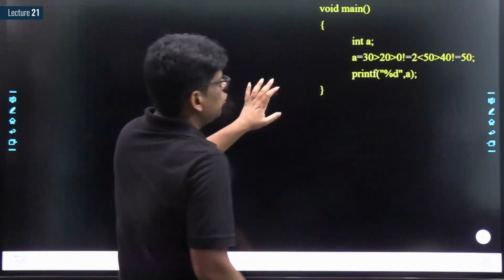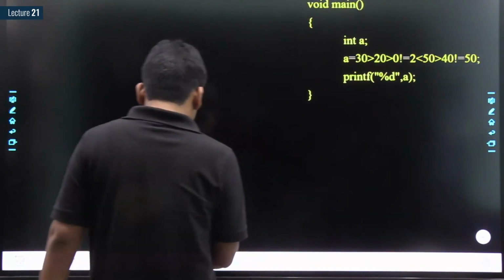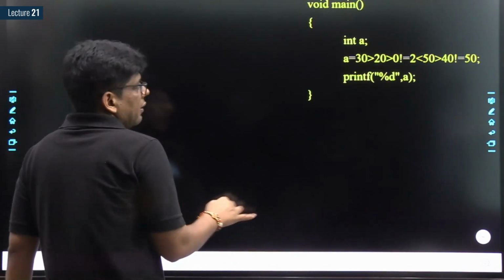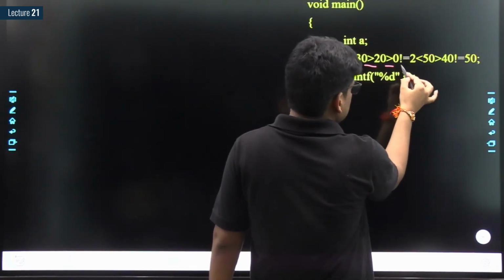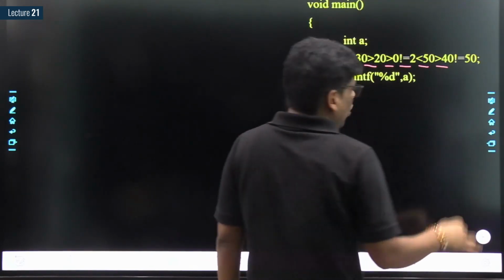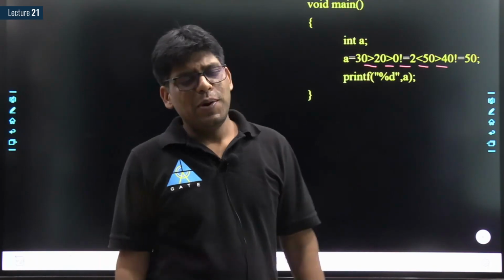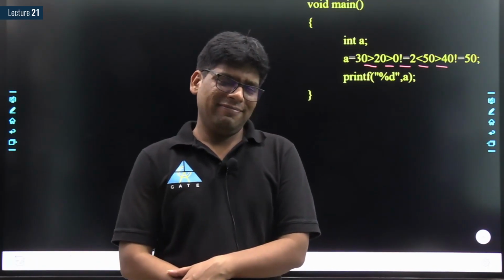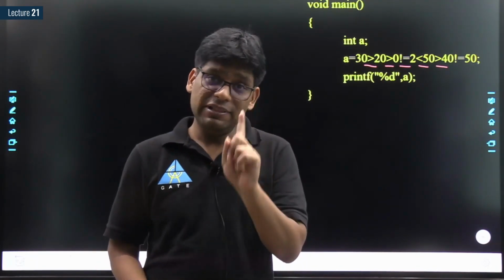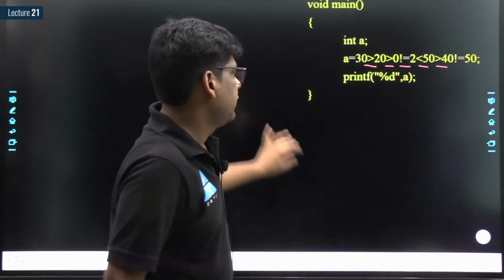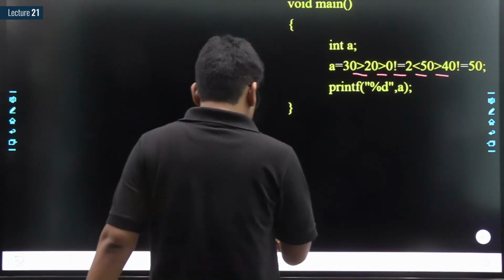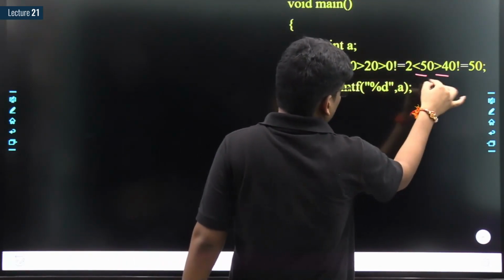Sir, what is the output? Let's try to solve it. Every operator here is a relational operator. So what could be the possible output? Sir, either 0 or 1. One thing is for sure, the output of this could be either 0 or 1. But we need to solve it.